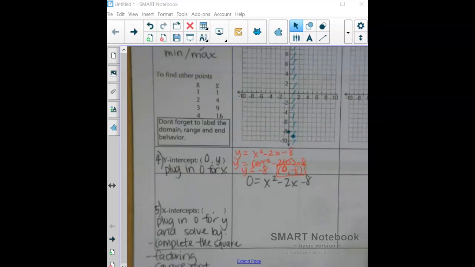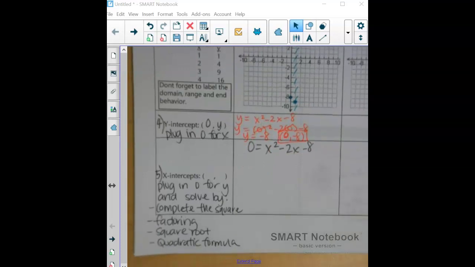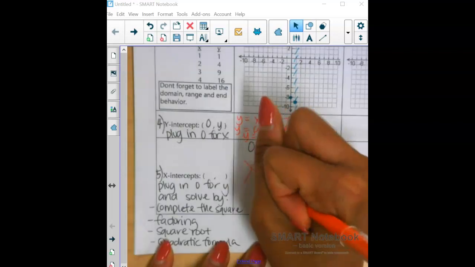Last thing I need to find is the x-intercepts. Omar, how do I find the x-intercepts? Plug in 0 for y, and we need to solve. Well, we practiced factoring on the last page, so I want all of you guys, not just Omar, to try to factor this. Once you factor it, find the x-intercepts and graph it. That's all you have to do from here. I'm going to give you about a 30-second head start.